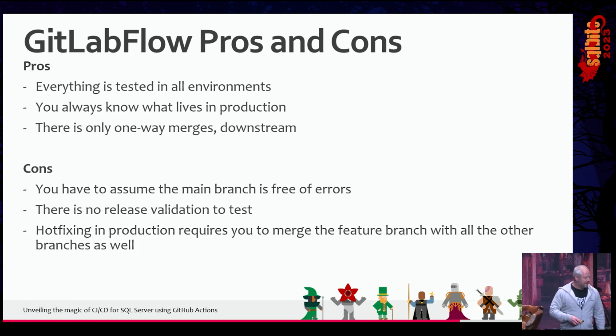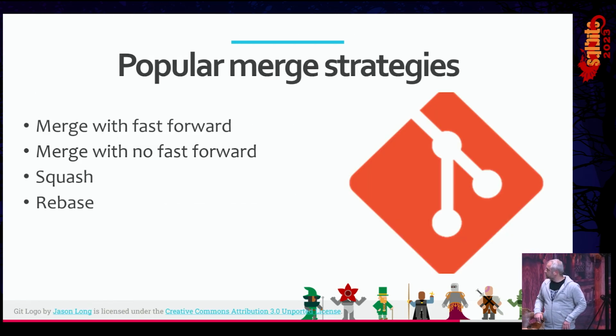Don't interrupt. And there's only one way. It's like a waterfall method. You go one way, you just develop, and then you release. You have to assume that your main branch is free of errors. Otherwise, it's turtles all the way down, and all your errors are going to be in every single branch. There's no release validation and hotfixing. So if you have a hotfix outside of all the other branches, you have to update all your branches. So take care of that.